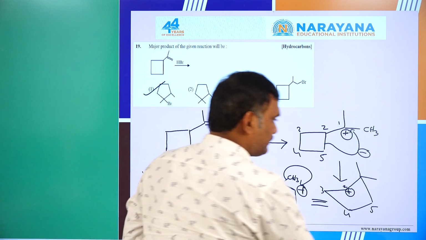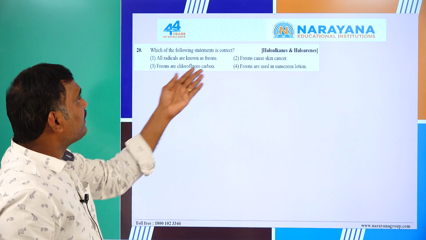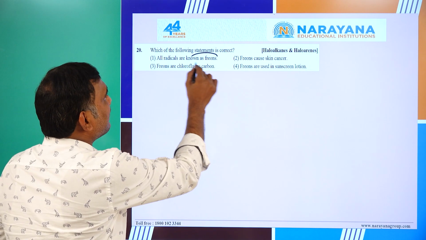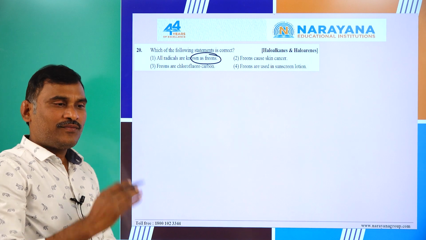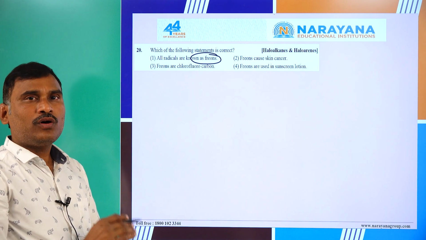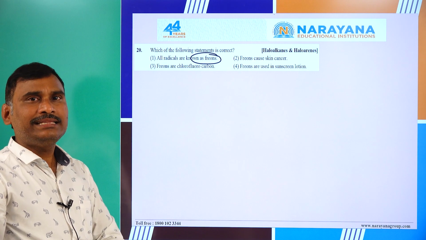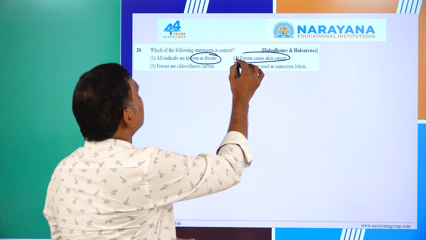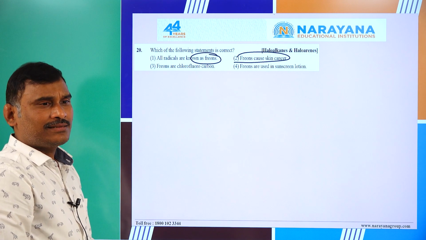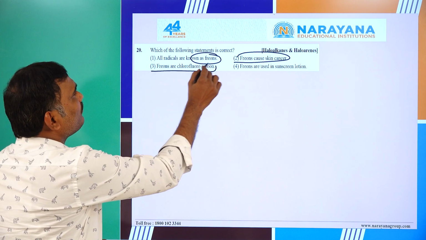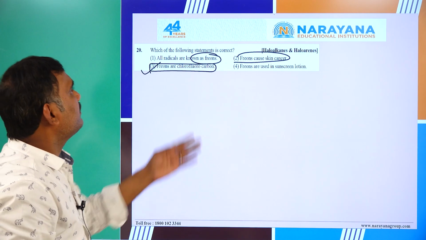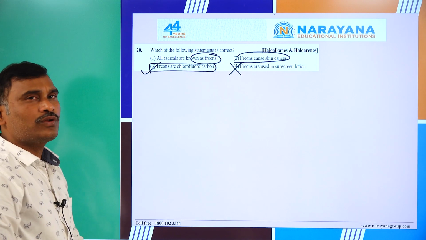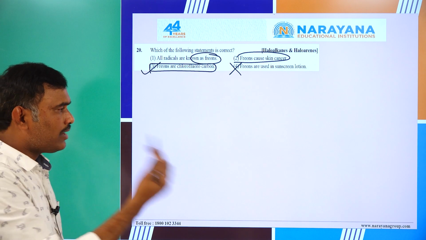Now go for the next question, student. Which of the following statements is correct? All radicals are known as freons. No, every radical is not a freon. What is a freon? Fluorochloro derivatives of methane and ethane are freons. Everyone is not radicals or freons. Freons cause skin cancer? No. Freons are chlorofluorocarbons. And freons are used in sunscreen lotion? No. These are the chlorofluorocarbons of methane and ethane. Now go for the next question, student.